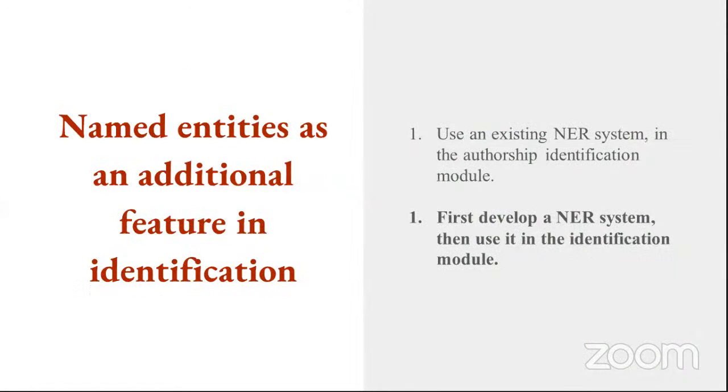We also did an experiment on how entity information, like what kind of entities a particular user is using, can help. A particular user's style can be determined based on the entities which he or she is using. So in a particular document, if a particular entity type is more frequent, then that could be used as style information of the particular author. So we experimented with the type of the entities used as an additional feature. First we develop an NER system, then we use it in the identification module.